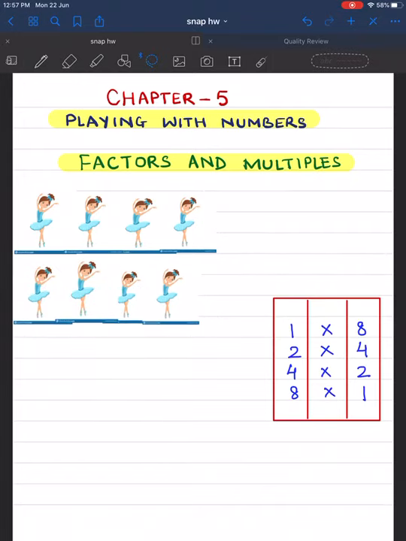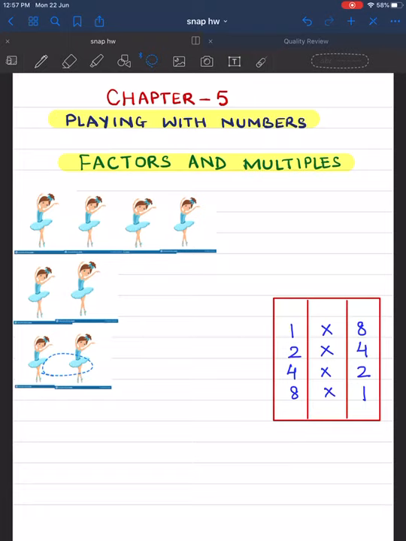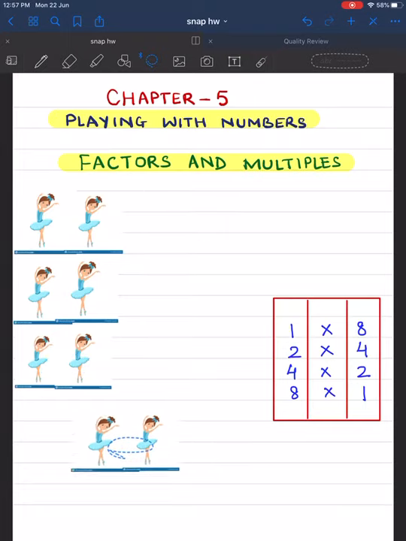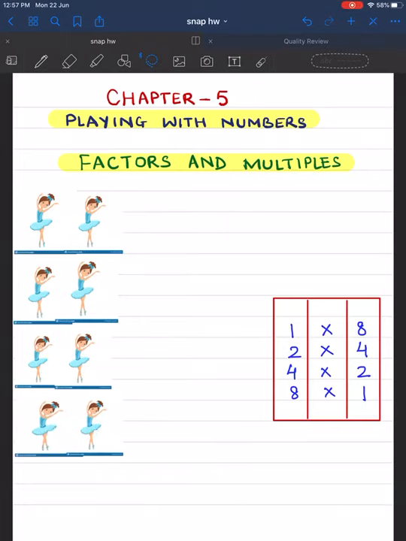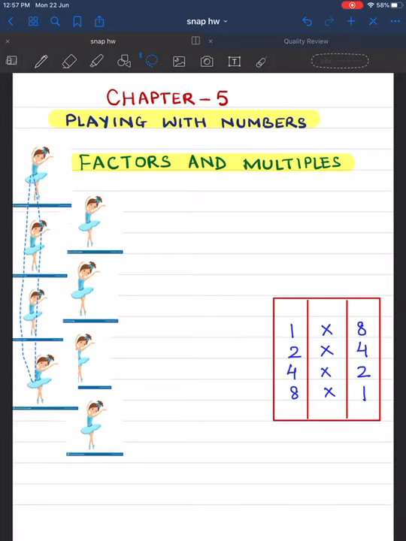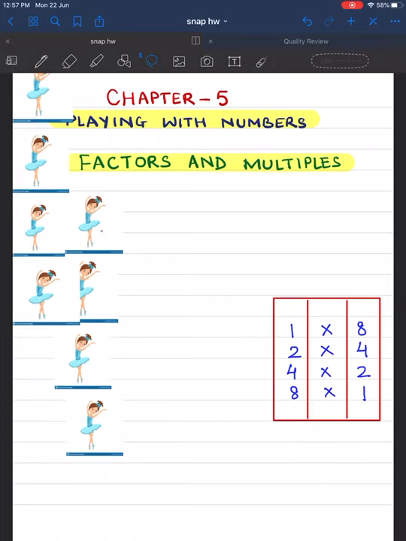So here you can see that. Third is 4 horizontal rows with 2 girls in each row. So here you can see that. Fourth is 8 horizontal rows with 1 girl in each row. So here you can see that.